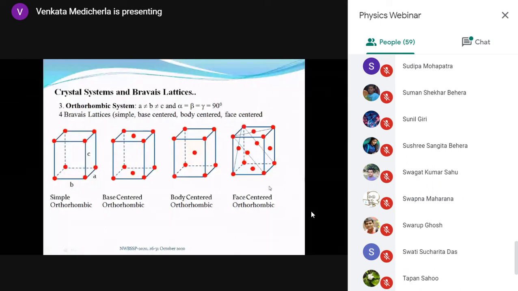Real crystals are found with this kind of structures, like tetragonal, body-centered tetragonal. We will discuss those real crystals later. We are only discussing what the possible Bravais lattices are. You can also have face-centered orthorhombic, like your face-centered cubic kind of thing. These are the 4 Bravais lattices possible in the orthorhombic system. Cubic has 3, tetragonal has 2, orthorhombic has 4. This is the maximum number of Bravais lattices possible, only for the orthorhombic system.